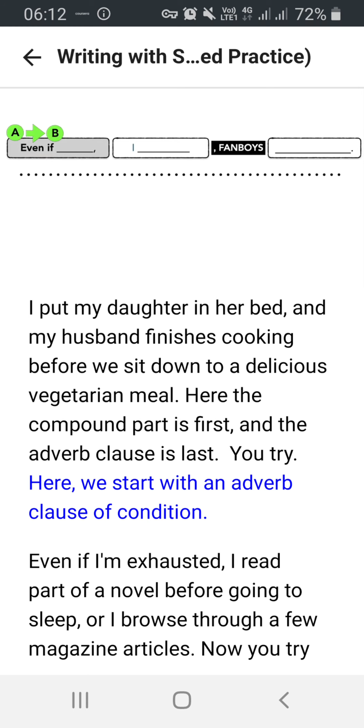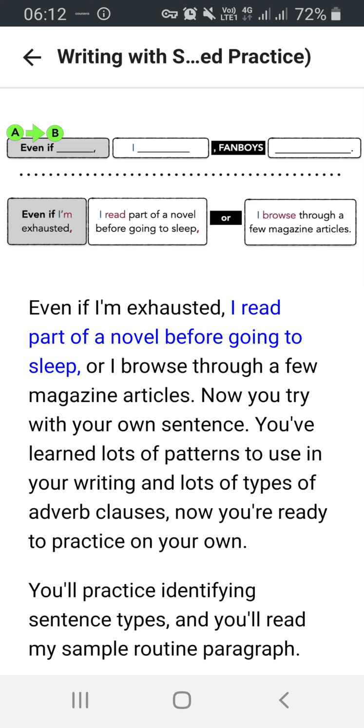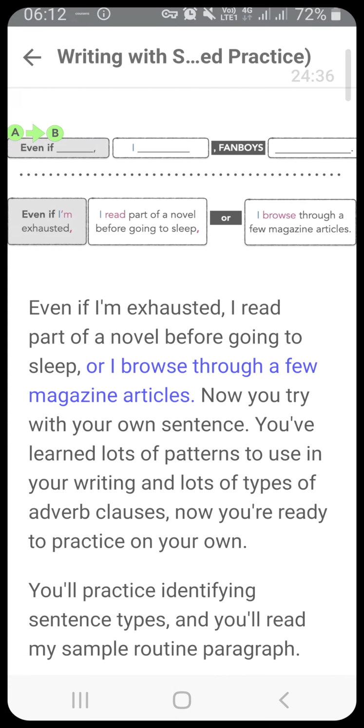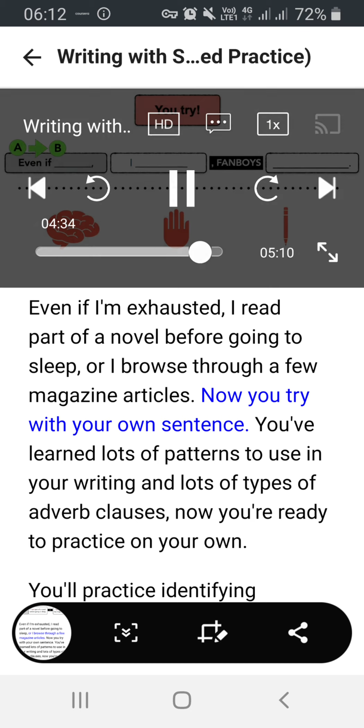Here, we start with an adverb clause of condition. Even if I'm exhausted, I read part of a novel before going to sleep, or I browse through a few magazine articles. Now you try with your own sentence.